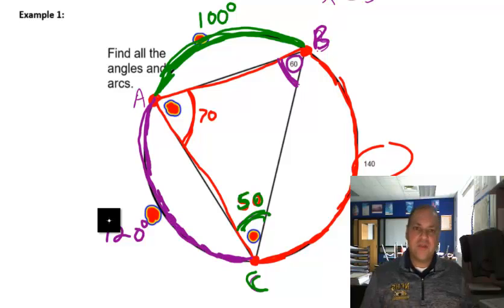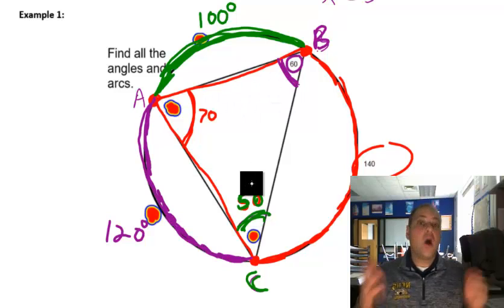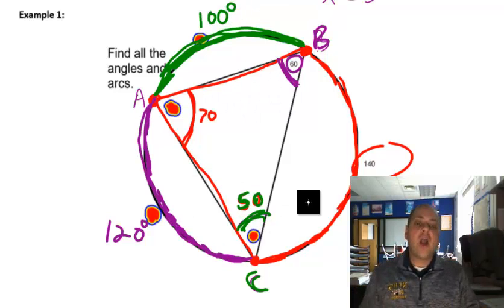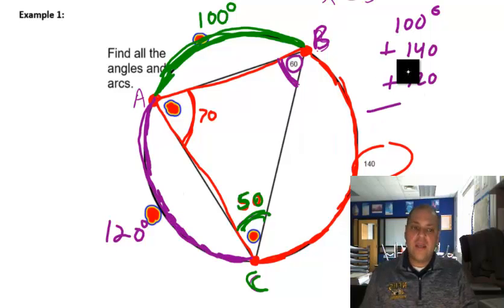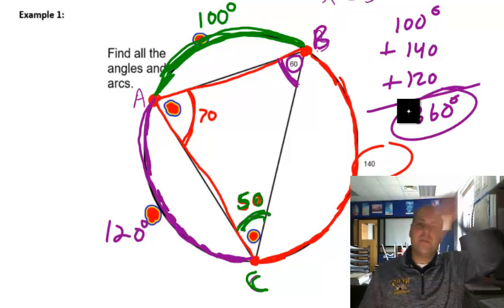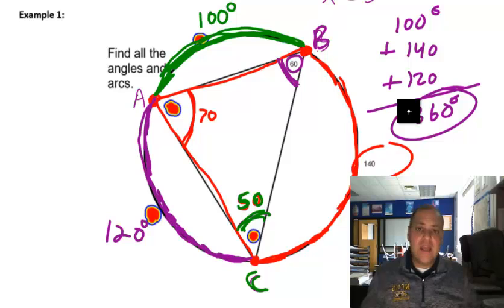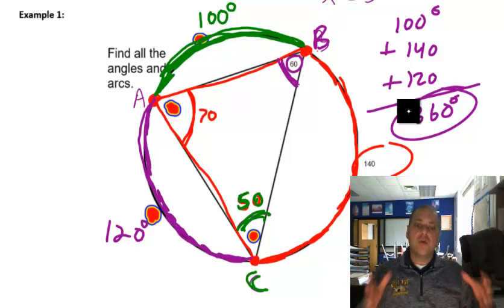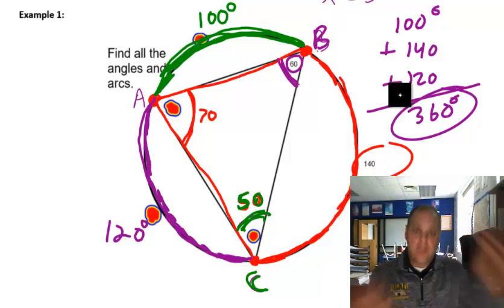Now let's see how that works. Let's prove out why this works. 60 plus 70 plus 50, that adds up to 180, right? Look at what the arcs add up to. 100 plus 140 plus 120, and that adds up to 360. So make sure the arcs add up to 360, and then the angles of the triangle that's inscribed add up to 180, and that's what we know. We already know those things, so that's kind of like a check to make sure we did it right. So the inscribed angle is half of the intercepted arc, or you could say the arc is double the inscribed angle.